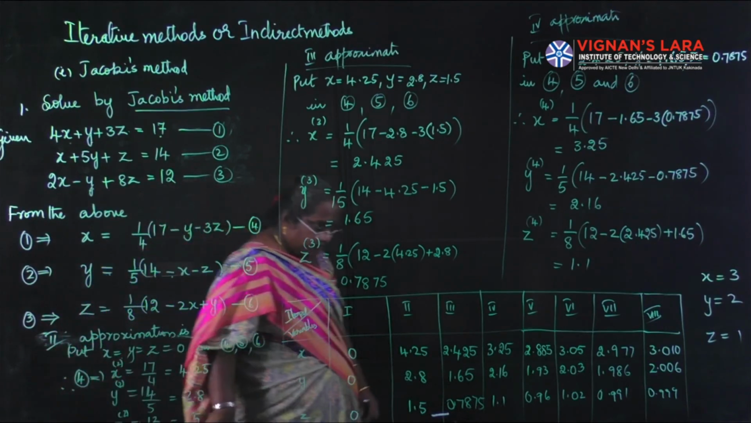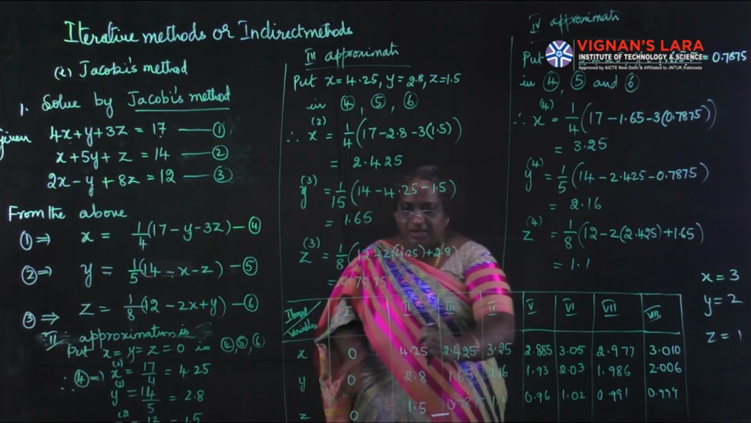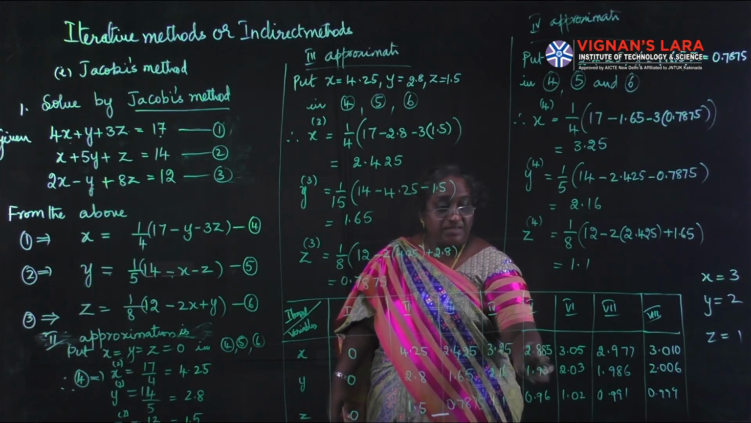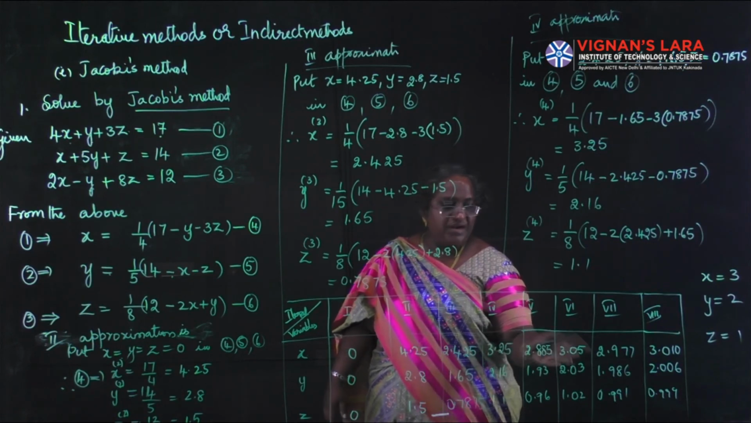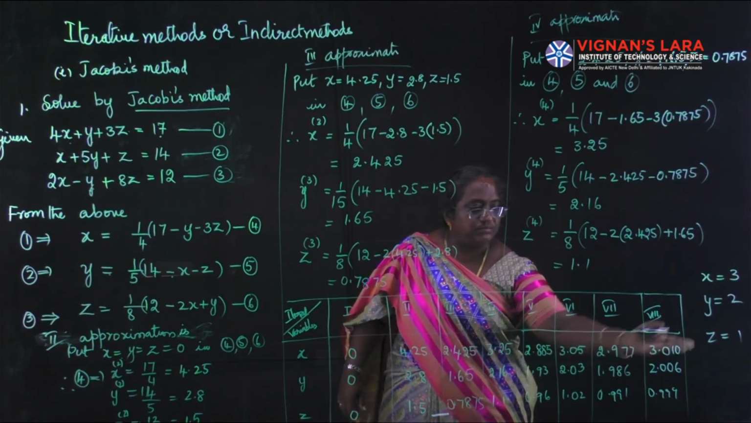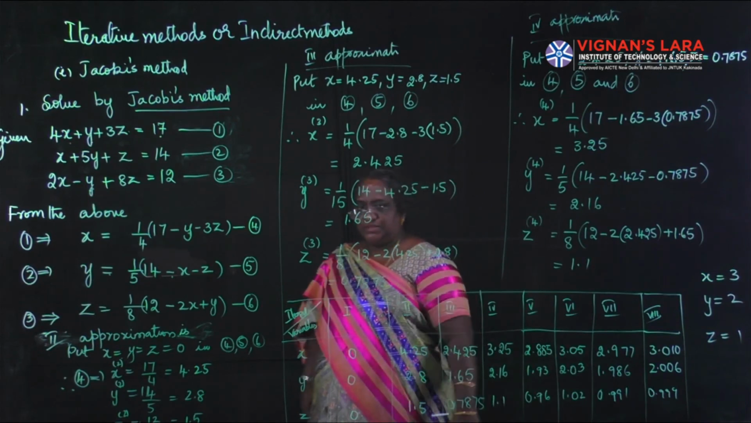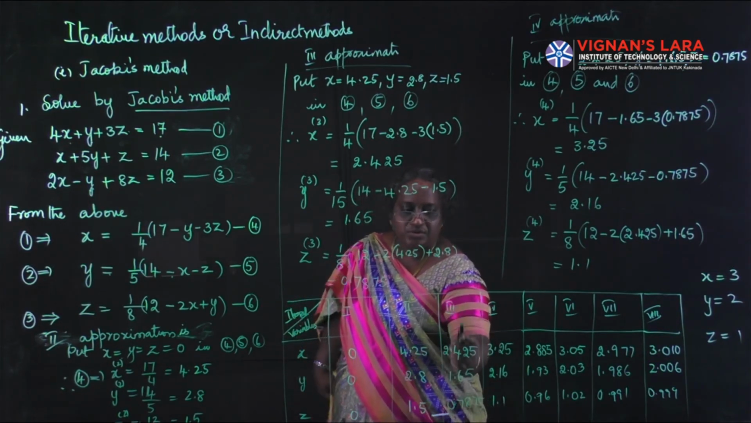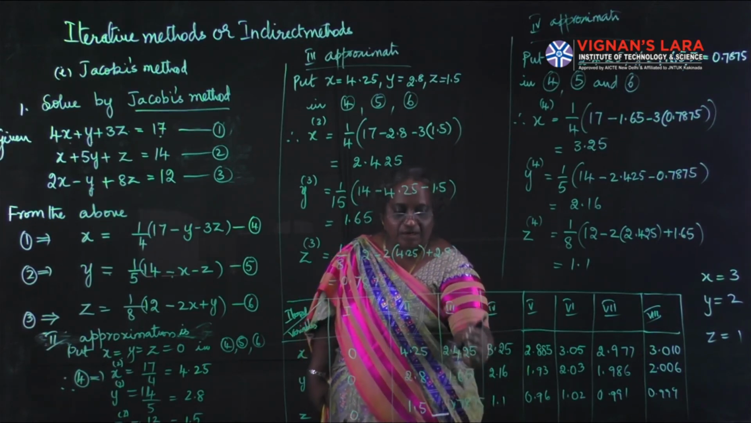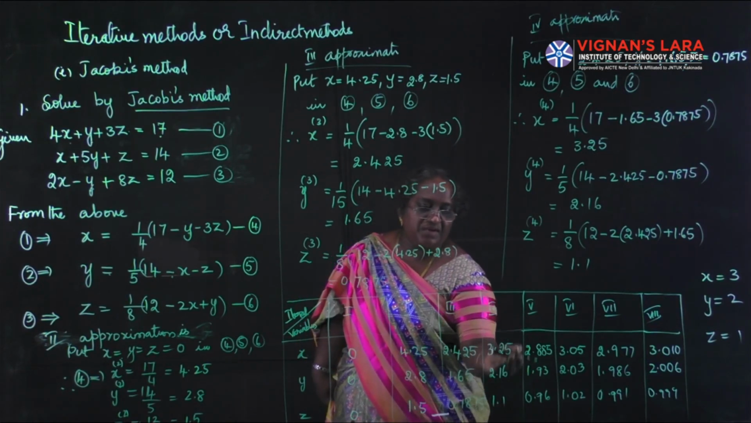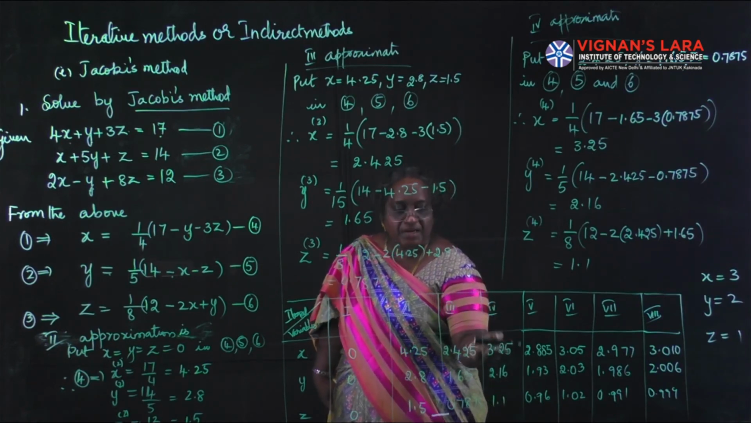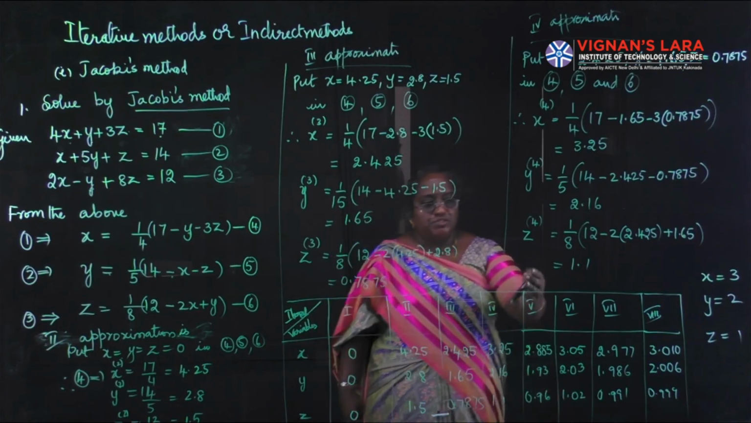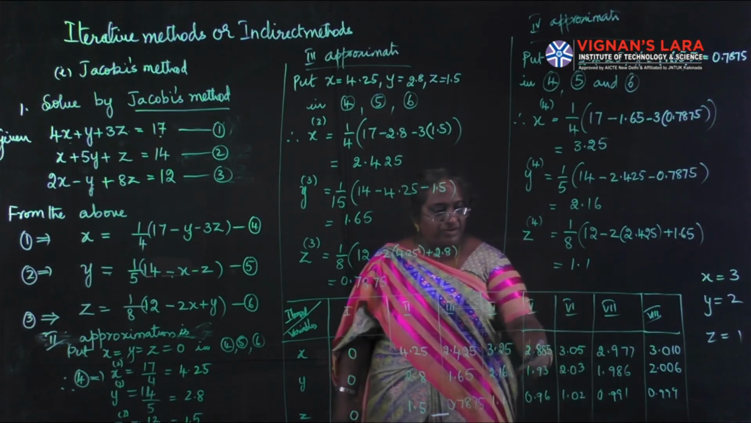So how is the value converging? See the convergence: 4.25, 2.42, 3.25. There is a jump. It is fluctuating to the left and right. So it is converging. So this is Jacobi's method. Each time, whatever the values in the previous iteration, those will be taken in the next iteration. Values of x, y, z in the third iteration will be used for obtaining values of x, y, z in the fourth iteration. So this is how you check these iterations and verify your answers.